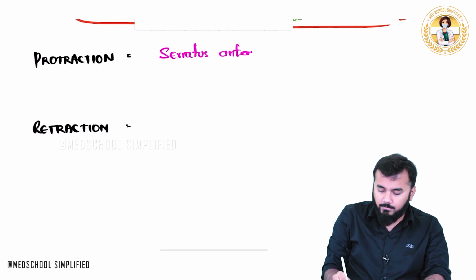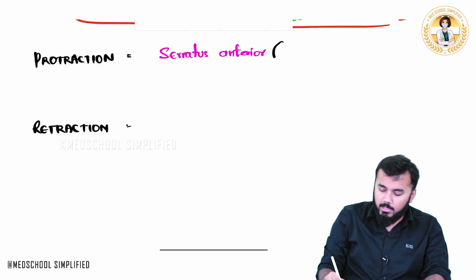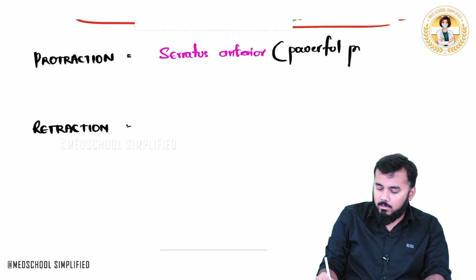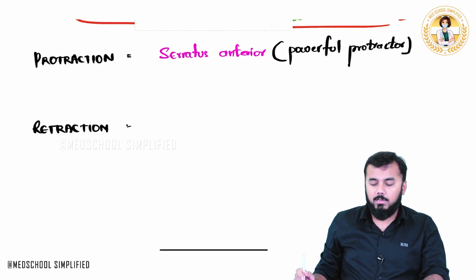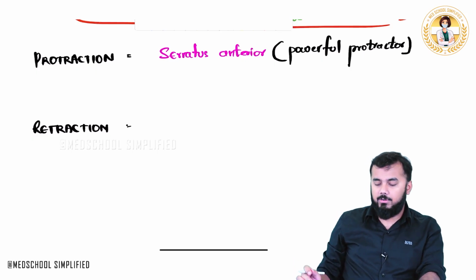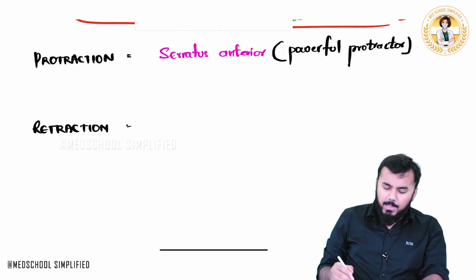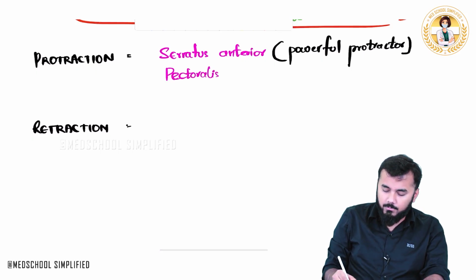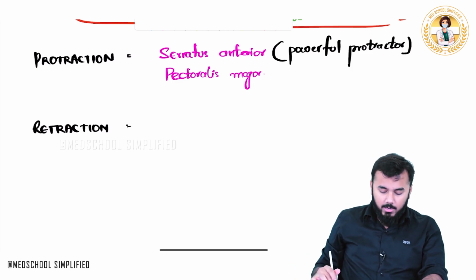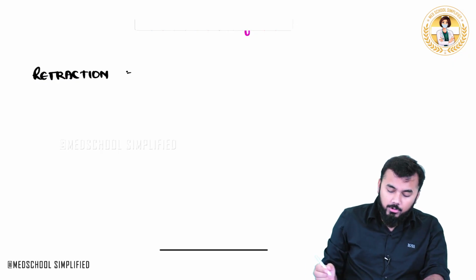So the first muscle is serratus anterior, which is called as a powerful protractor. Serratus anterior is a powerful muscle which causes powerful protraction, right? Apart from that, we have got pectoralis major muscle. Now when it comes to retraction, how do you remember retraction?